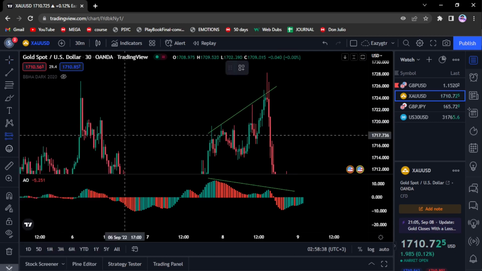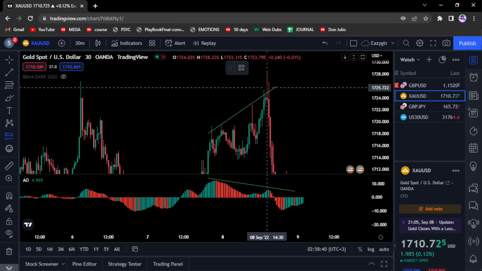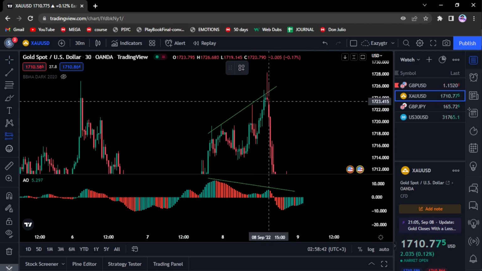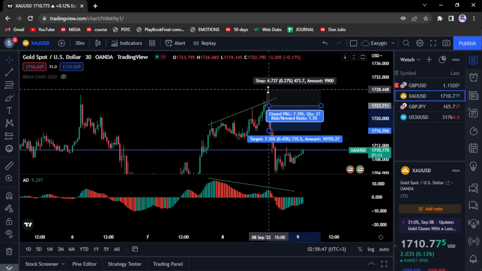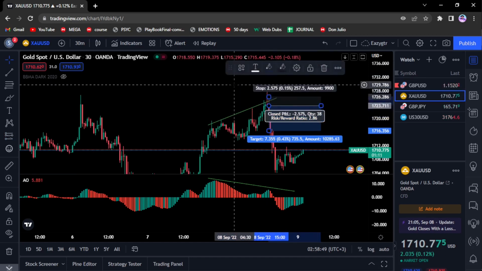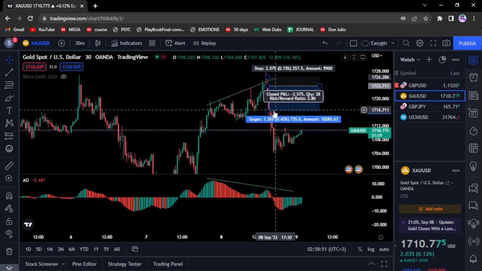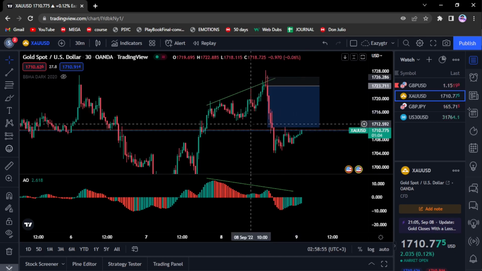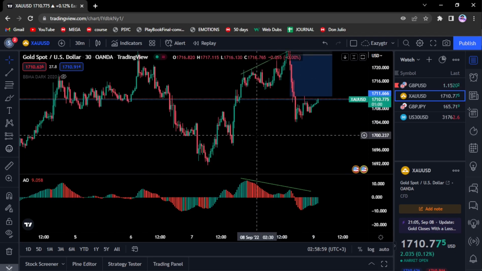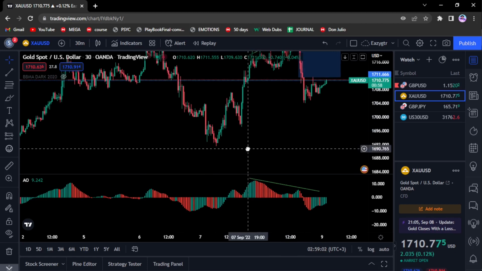So once a bearish candle appears, have your sells around here with stops just above, and take profit at 100 pips easy. So this is the first trade you could have gotten. Let's move on to the second trade.